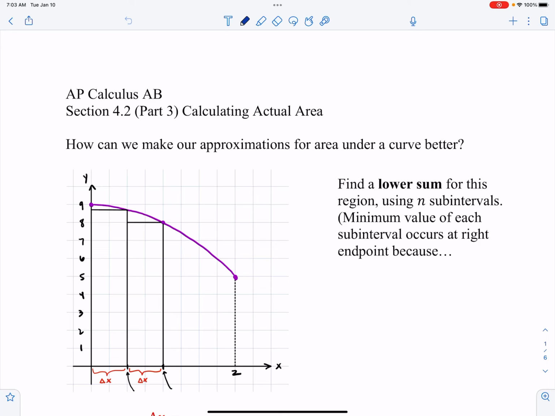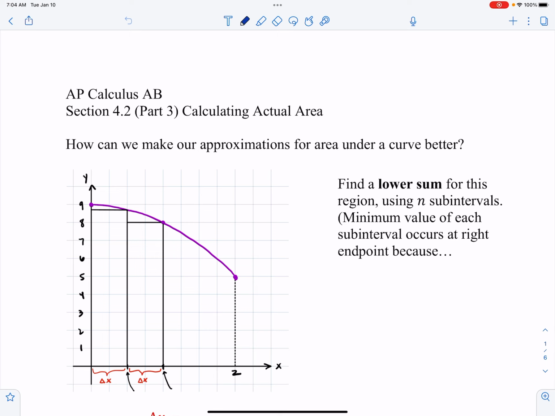Okay, so this video is on section 4.2 part 3, where we're going to be calculating the actual area under a curve, or bounded by a curve and the x-axis over a closed interval. And in the last lesson, in part 2 of section 4.2, we approximated the area under the curve using rectangles and using different values on the subintervals, created from deciding the number of rectangles, in order to calculate the height of each rectangle.